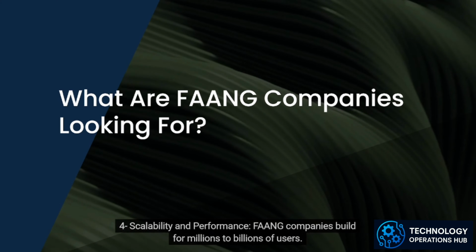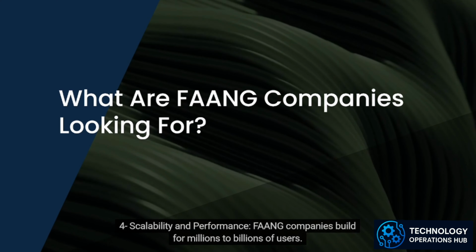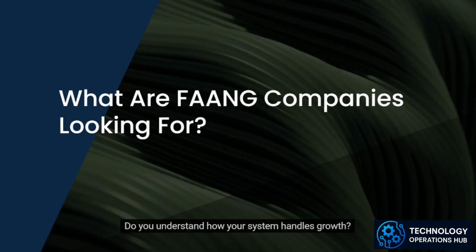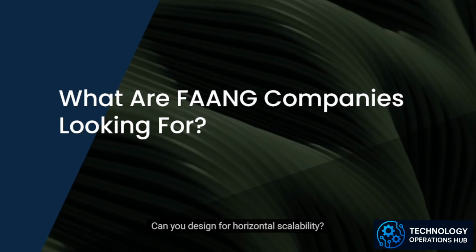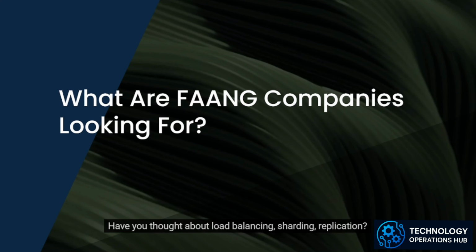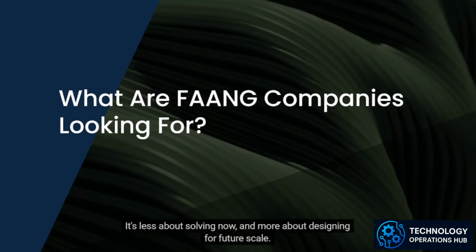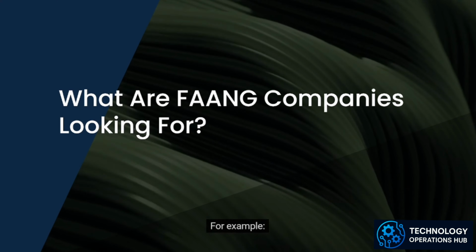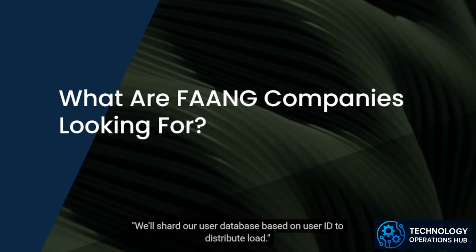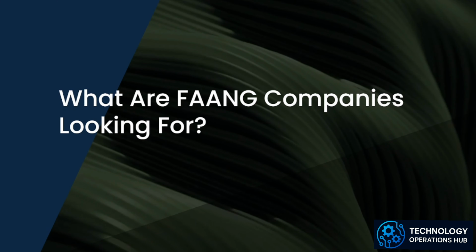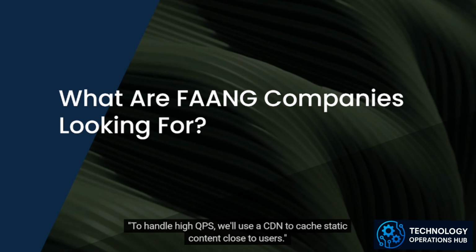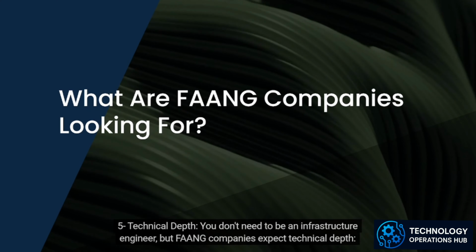4. Scalability and performance. FAANG companies build for millions to billions of users. They want to know, do you understand how your system handles growth? Can you design for horizontal scalability? Have you thought about load balancing, sharding, replication? It's less about solving now and more about designing for future scale. For example, we'll shard our user database based on user ID to distribute load. To handle high QPS, we'll use a CDN to cache static content close to users.